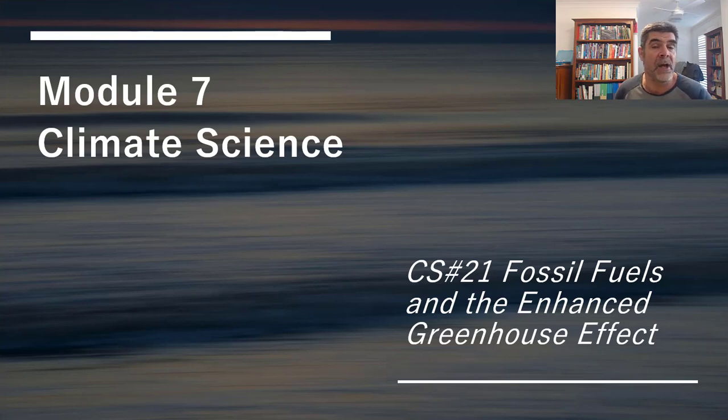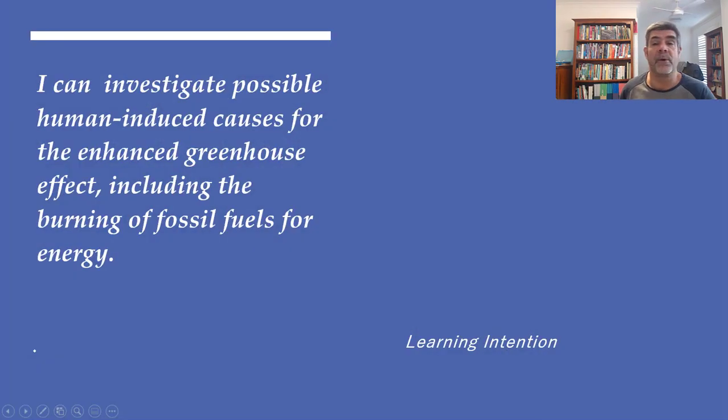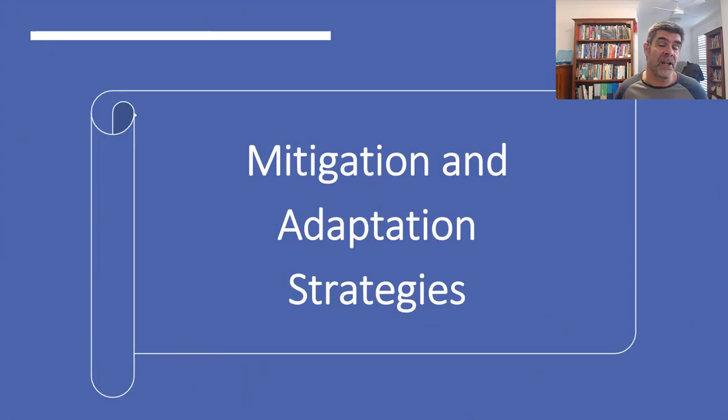And in this video we're going to spend a little bit of time talking about fossil fuels and the enhanced greenhouse effect. So one of the things that we want to do now is see if we can link some of these human-induced causes for enhanced greenhouse and try and break some of them down into areas where perhaps we can do something to mitigate, and perhaps areas where we might be able to turn things completely around. So this section is called the mitigation and adaptation strategies.